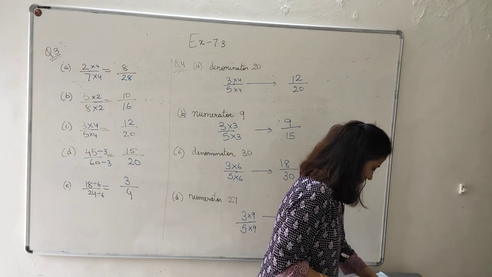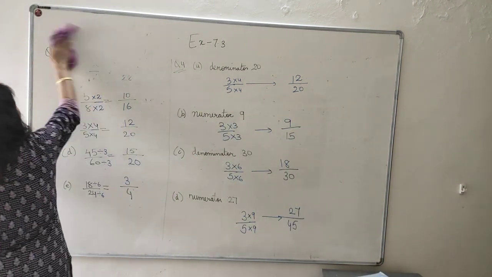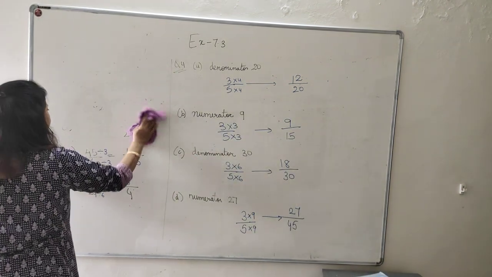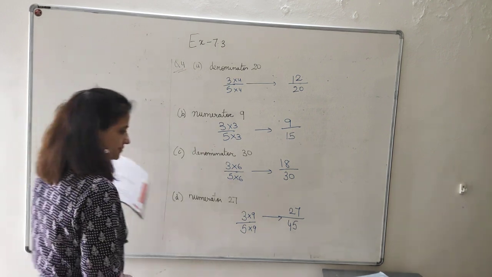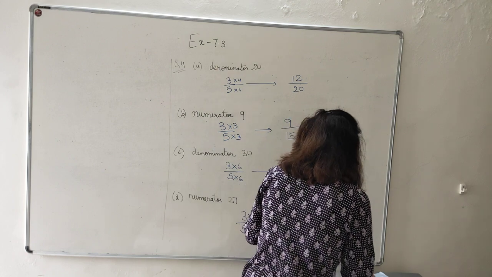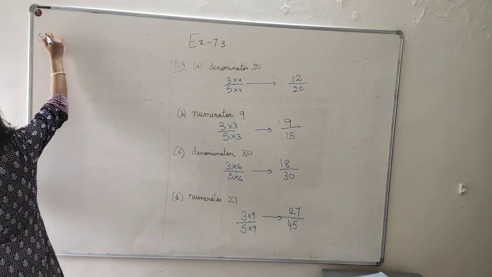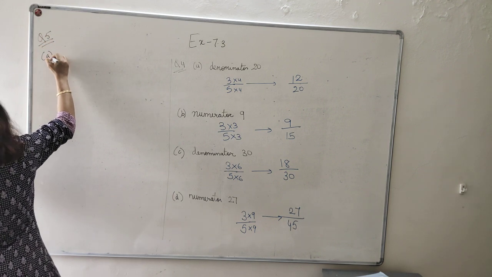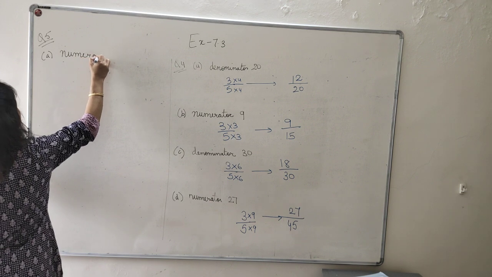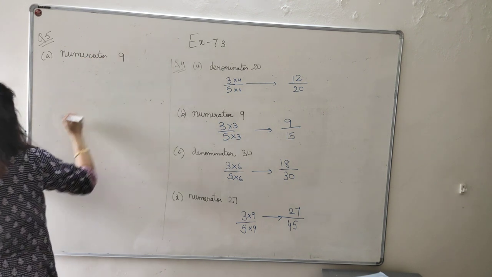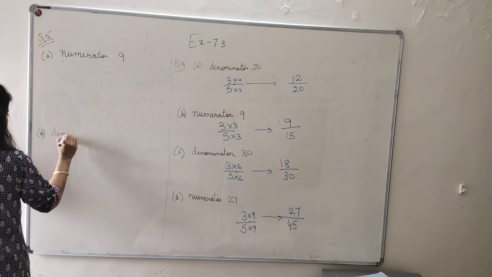Right, question number 5. You will write the question. I'll not write the question. On a new page. Question number 5. A. Numerator 9. And B. Denominator 4.